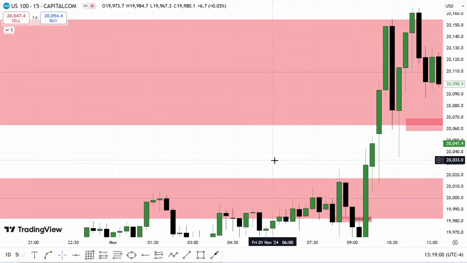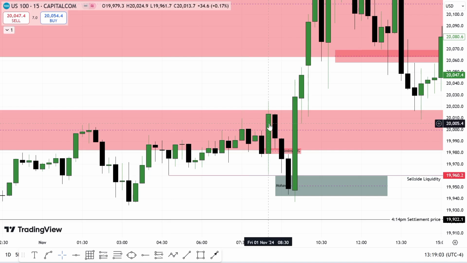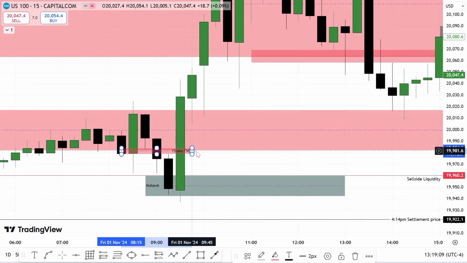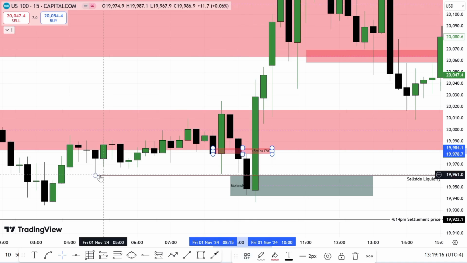So just here we have the sell side liquidity, the bearish fair value gap, and also we had this 15-minute bearish fair value gap here. Let me drag it a little bit out. This is a bearish fair value gap here, and this sell side liquidity, which is going to be more obvious once we get to the 5-minute time frame. So just here I was anticipating a sell at this point here.